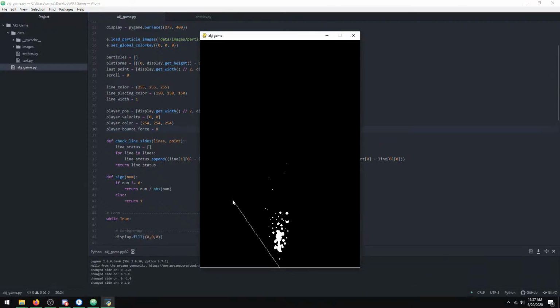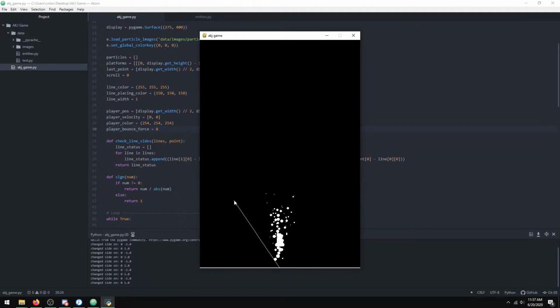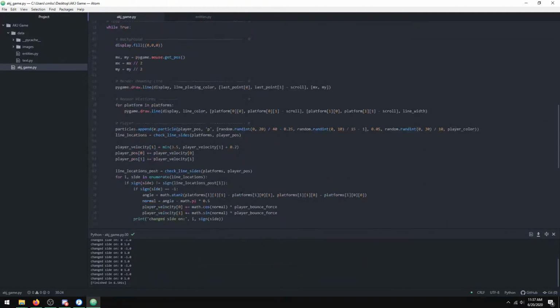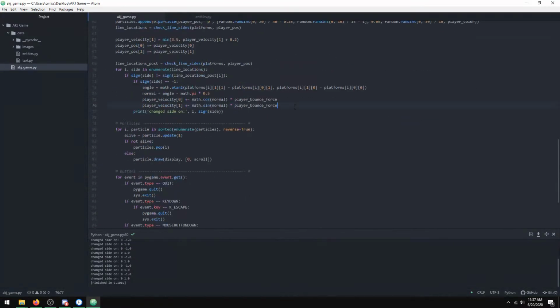Boop. So that's not bouncing very hard. Hold on, that's not coming up right. I don't need that print message anymore. I think that's working properly. So print math.degrees normal.